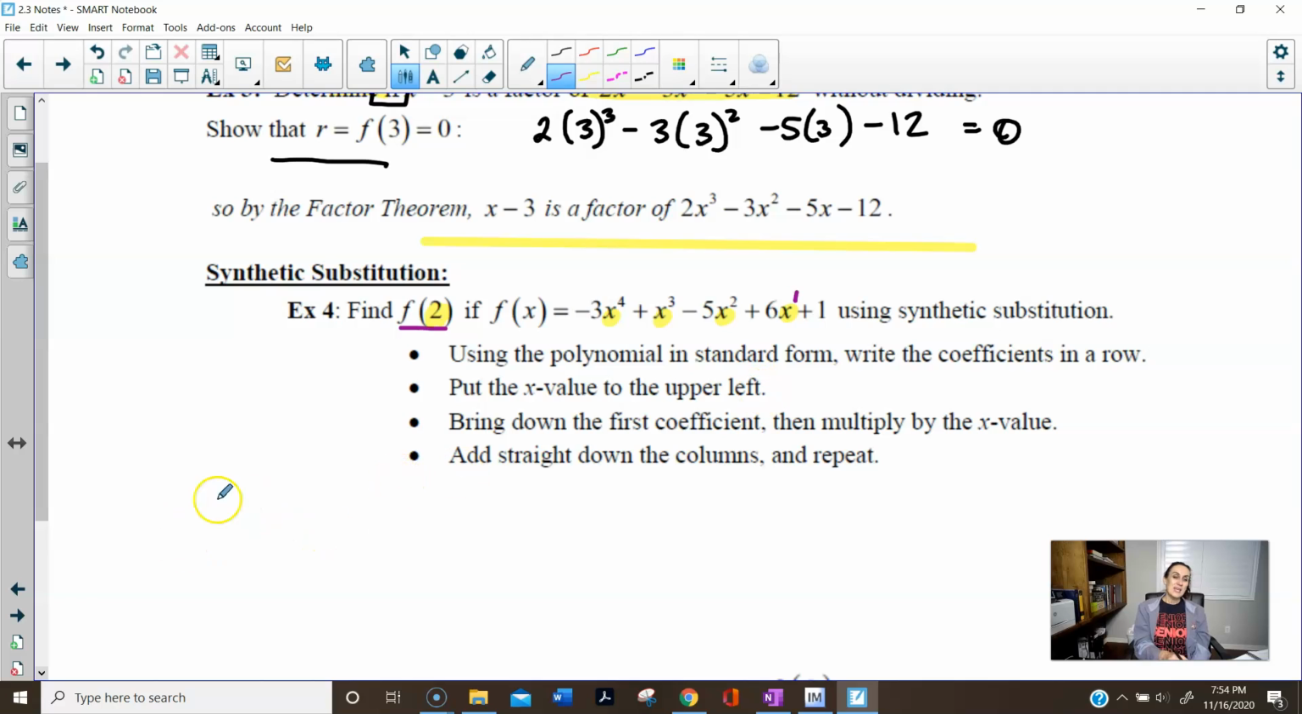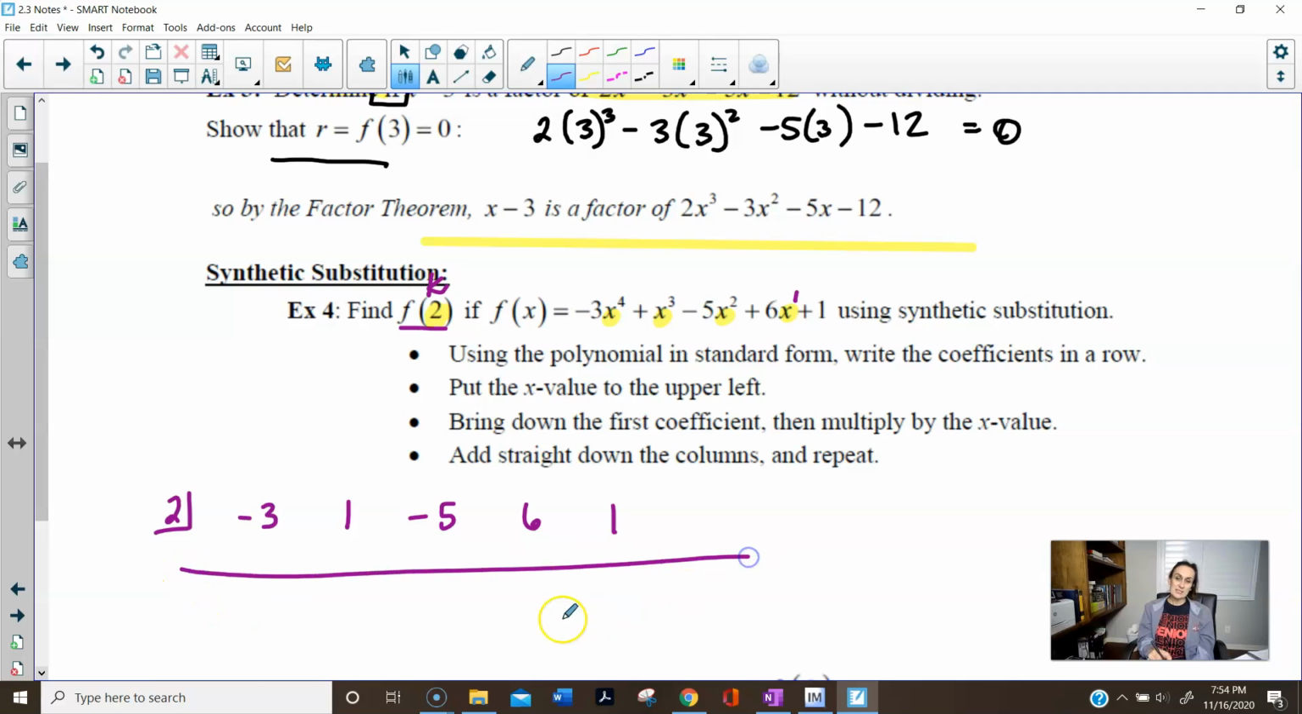All right, so if you're looking for f of 2, 2 is k. So you put k in the box, and then you're going to write the coefficients in front. So the leading coefficient is -3, and then you have a 1 in front of the x cubed, a -5 in front of the x squared, a 6 in front of the x, and then a 1 for your constant term. You bring down the first number, which is -3, you multiply it to the box, and then you add.